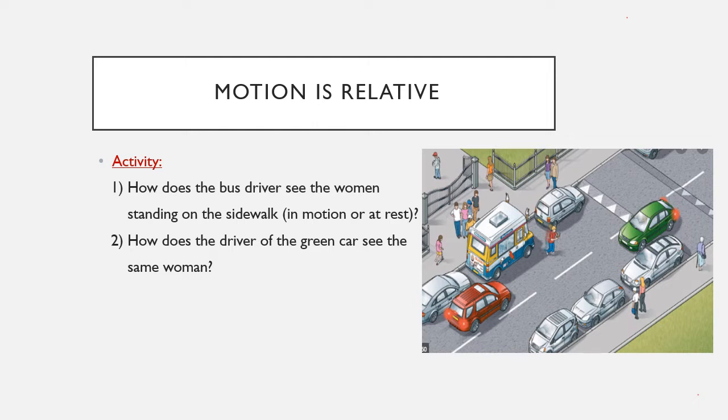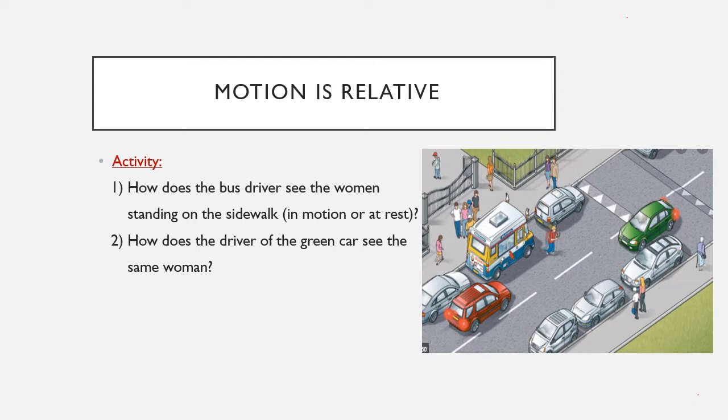Let's start explaining what it means by a small activity. In this activity, question number 1. How does the bus driver see the woman standing on the sidewalk? Which means, does he see her in motion or at rest? The term in motion means that she is moving, while the term at rest means that she is fixed. Let's look at the figure.